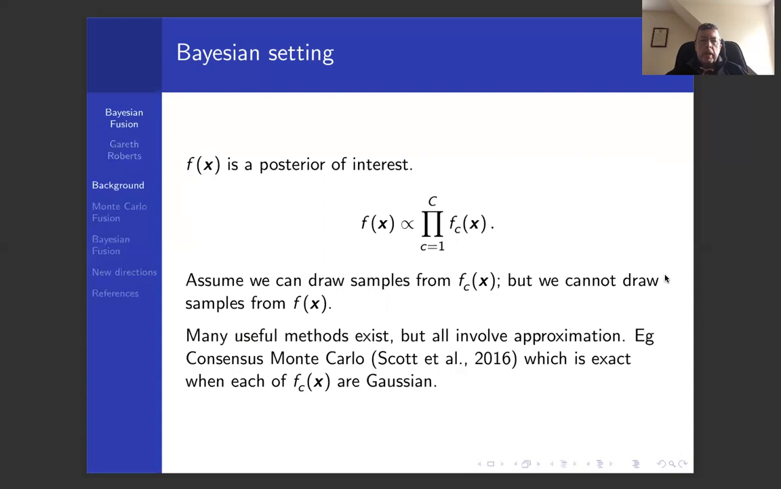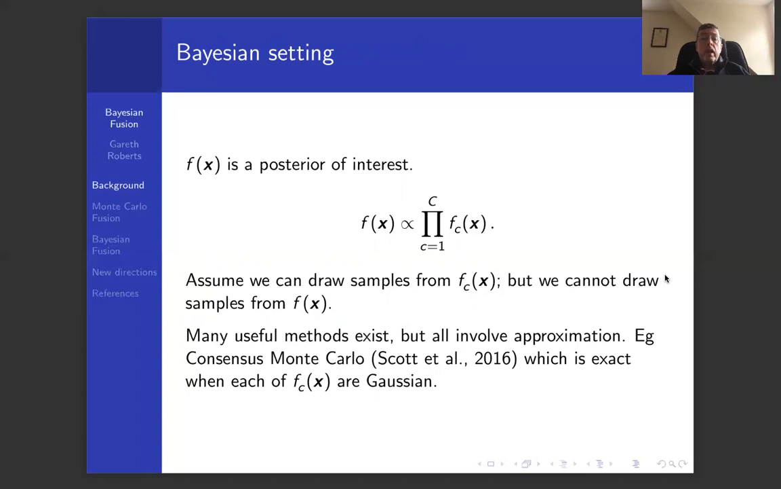So we're in a Bayesian setting. f is a distribution of interest, a posterior of interest. And this decomposes as some product over capital C cores of densities f_c(x). And we assume that we can draw samples from a density proportional to f_c, but we cannot do the same for f. But we still wish to somehow obtain samples from f from these sub-posterior samples.